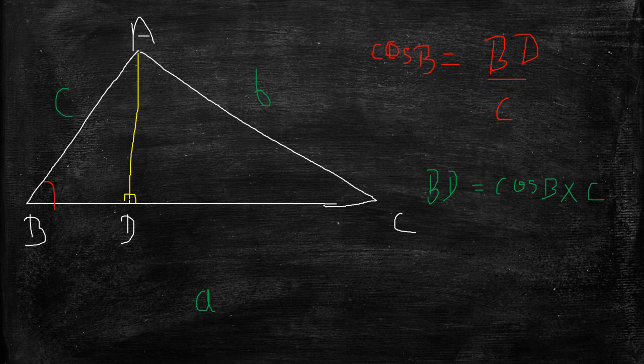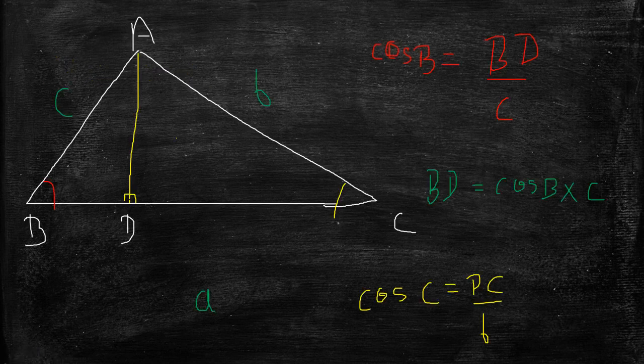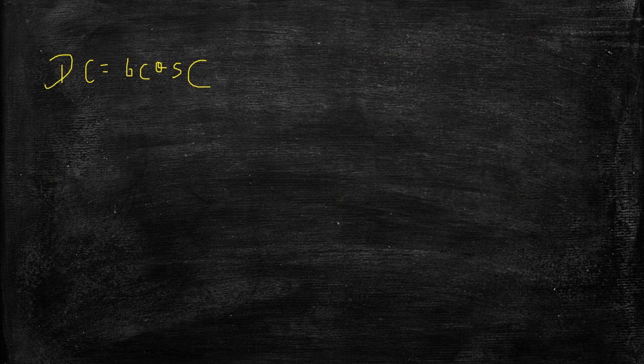Now similarly, in triangle ADC, this is my angle C. So cos of C will be equal to DC upon the hypotenuse, that is, base upon hypotenuse, which will be b. So from here I can calculate the value of DC as b cos C. Now I have DC as b cos C, and I have BD as c cos B. Now I have to find out the value of BC.